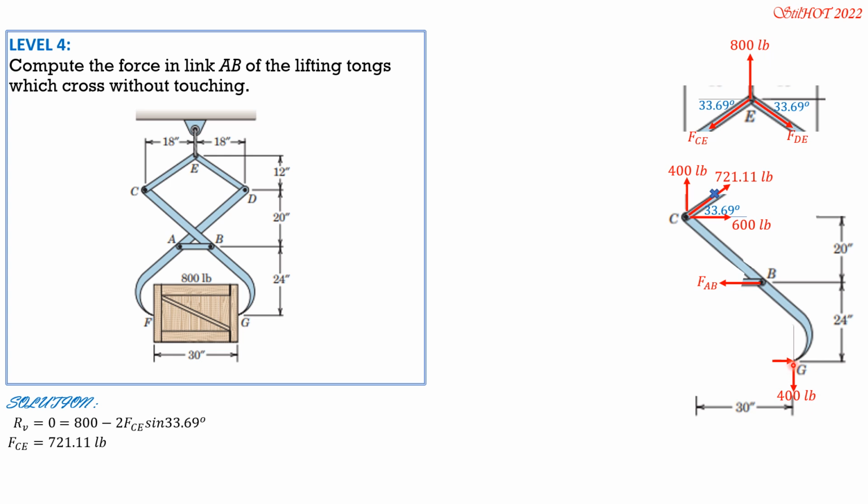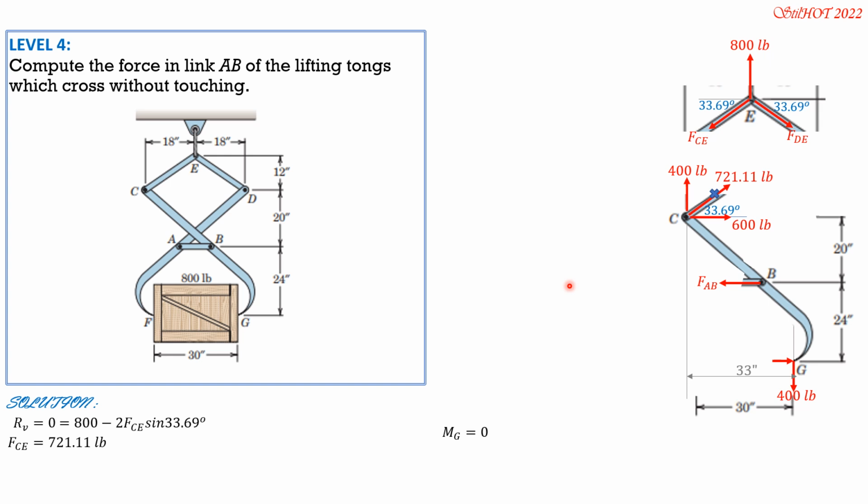But we plan to sum up moments about G, or MG is 0. By the way, this distance is 33 inches. 24 and 20 are given already. This 33 inches is from G to the center is half of 30, so 15. Then from center to C horizontally is 18. So 18 plus 15, half of 30, so that's why it's 33 inches here.